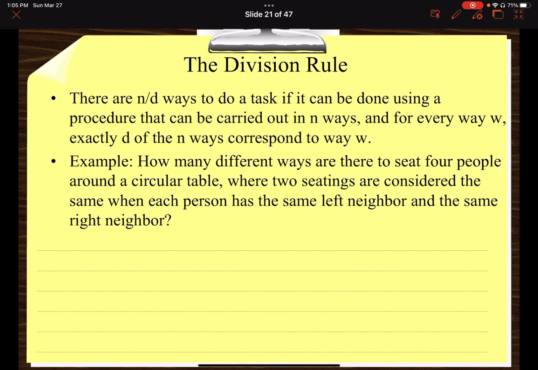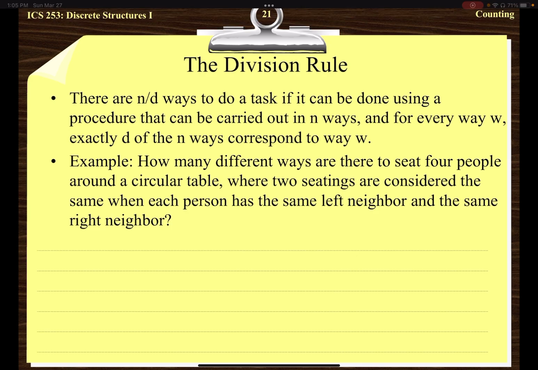Now, it could be a little bit confusing right now, so maybe the best thing to do is to take an example. Let's try to apply this rule on this example. The question is, how many different ways are there to seat 4 people around a circular table where 2 seatings are considered the same when each person has the same left neighbor and the same right neighbor?